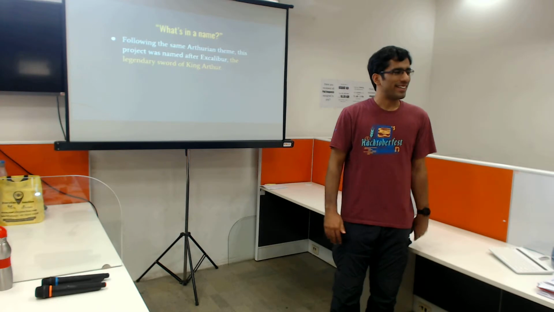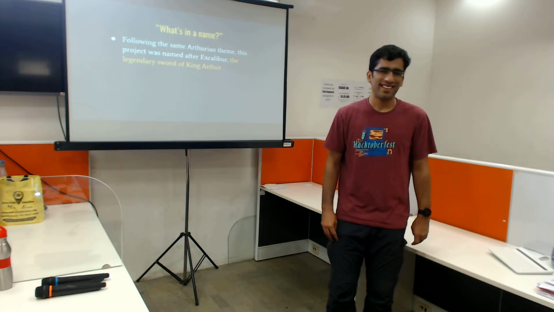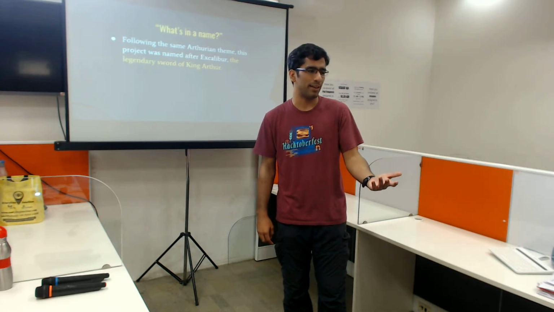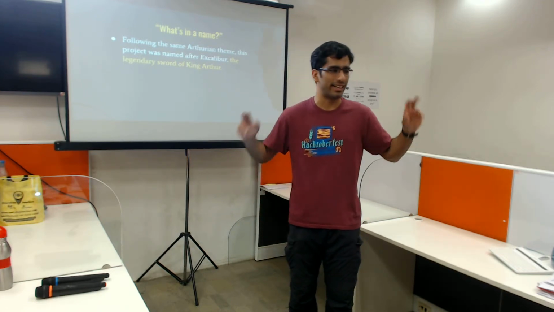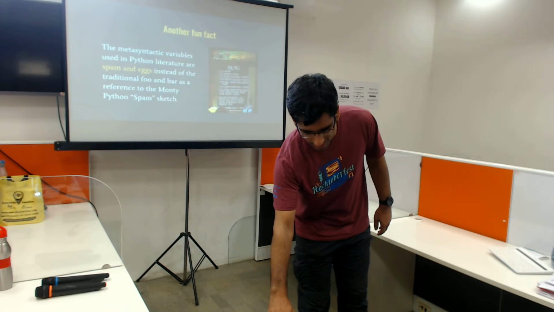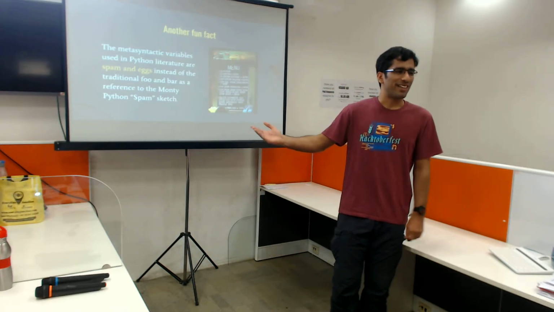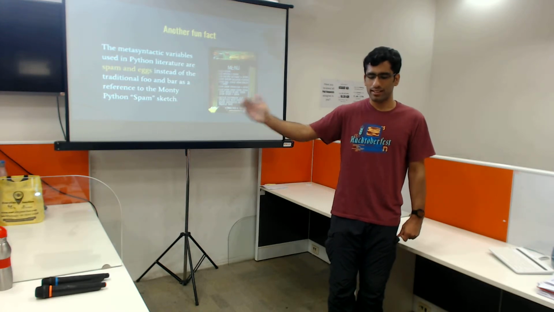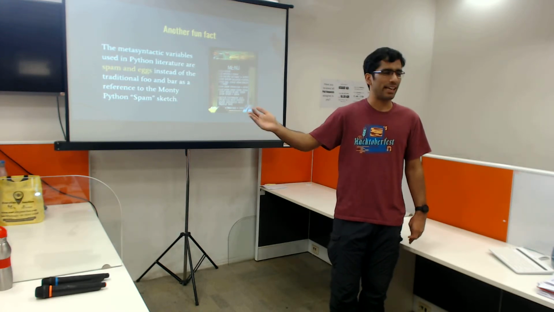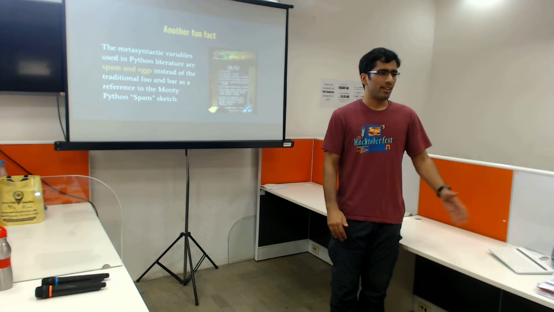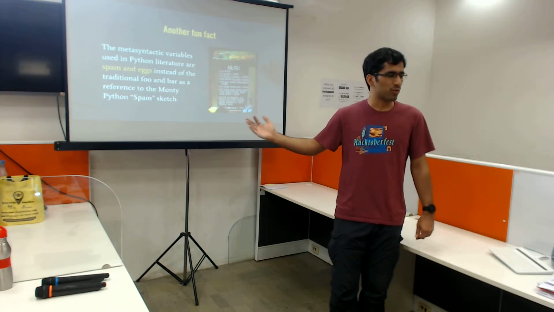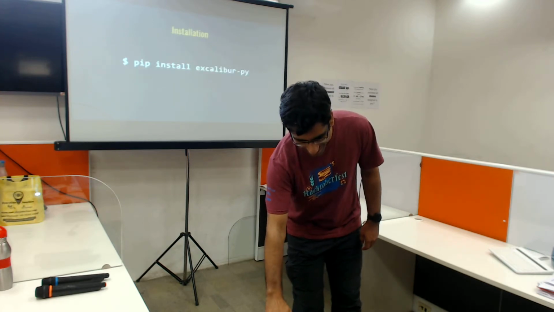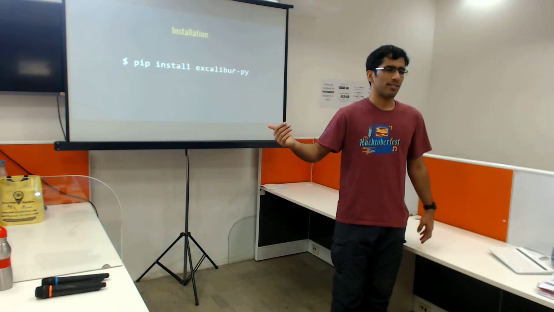So again, you might be wondering why I named it Excalibur. It's to follow the same Arthurian theme. I named it after Excalibur, the legendary sword of King Arthur. Here's another fun fact. The metasyntactic variables in the Python documentation are called spam and eggs instead of the conventional foo and bar, which is a reference to the Monty Python spam sketch. You should check it out. You can install Excalibur using a normal pip install.